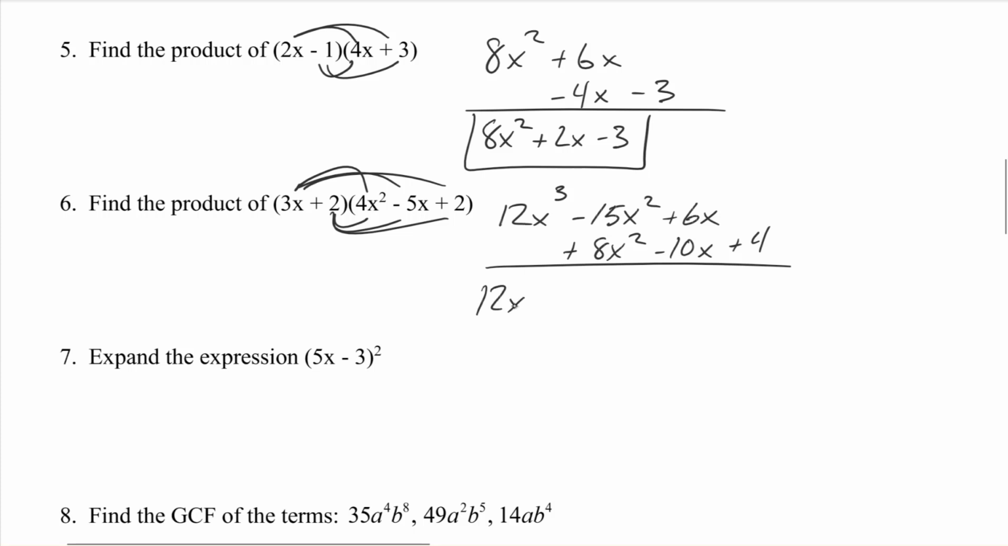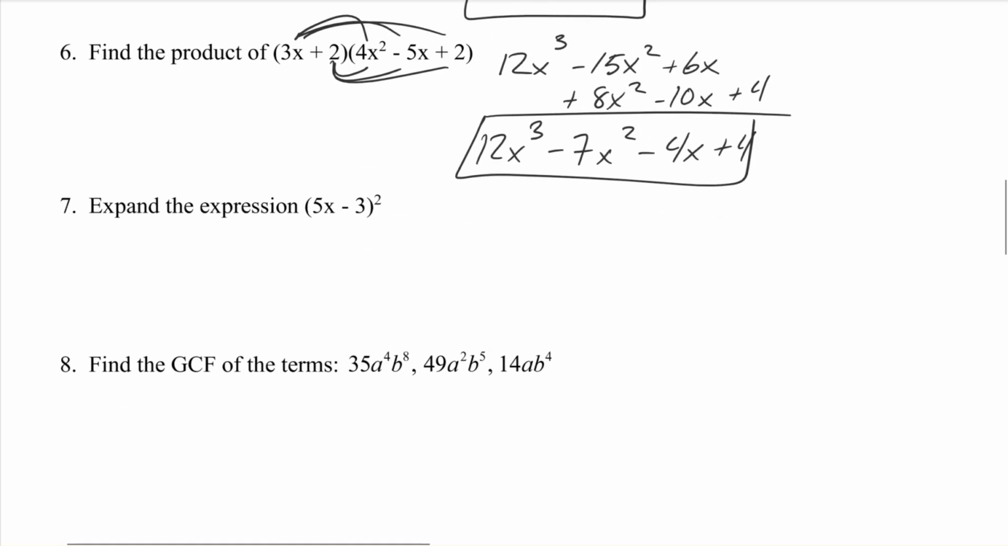We add this together, we get 12x cubed. Negative 15x squared and positive 8x squared make a negative 7x squared. 6x minus 10x makes negative 4x, and plus 4.